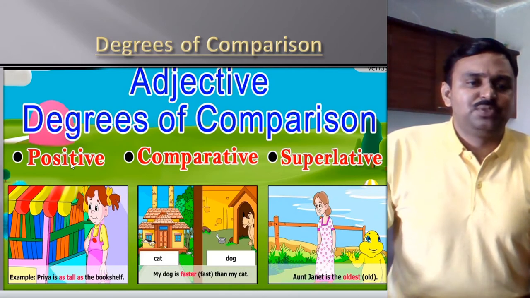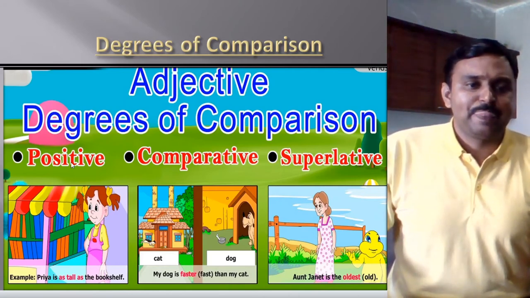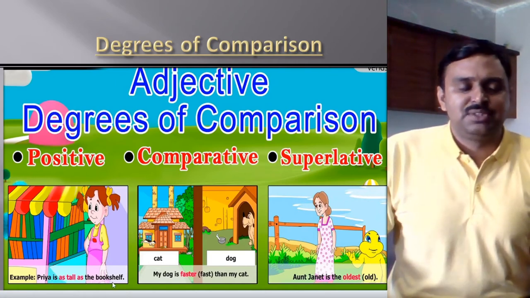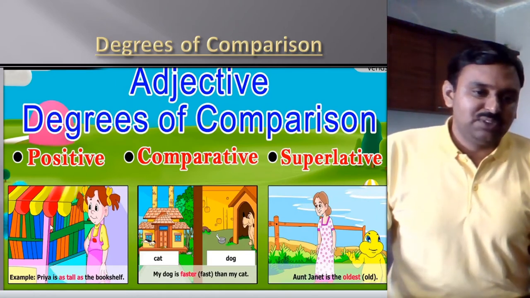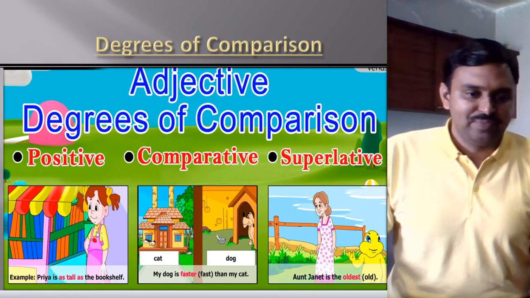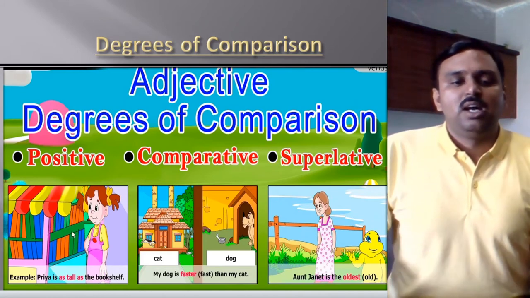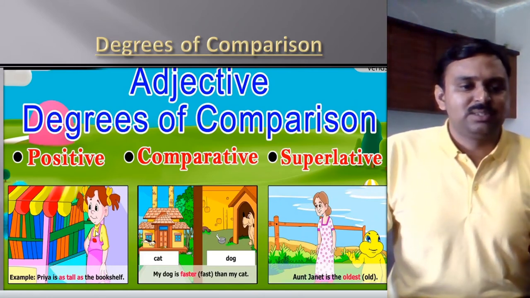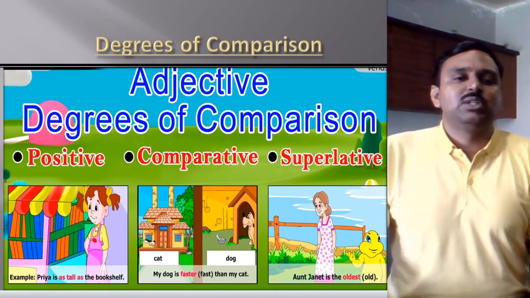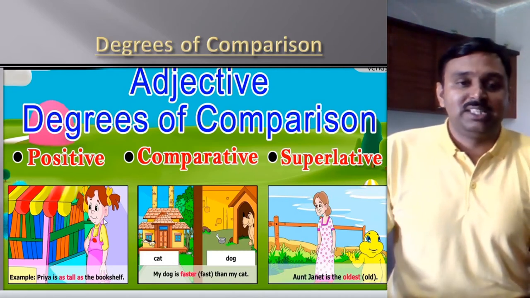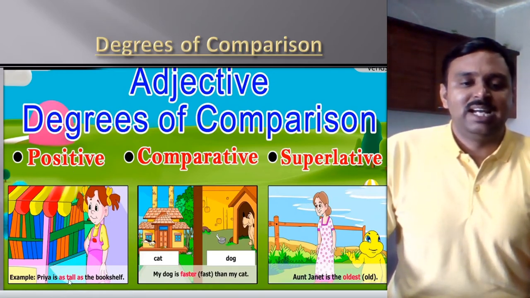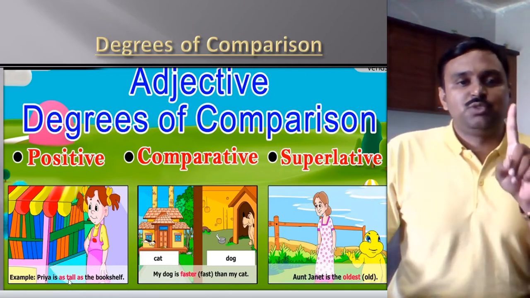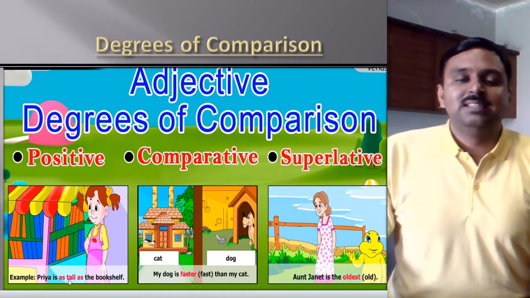Now in the first degree, positive, look at the example. Priya is as tall as the bookshelves. So here Priya is compared with the bookshelves. So the bookshelves is as tall as Priya, that also we can say, or we can say that Priya is as tall as the bookshelves. So these particular patterns can be used to compare two things in the positive degree. Remember, on both sides we use as, and tall is used, the first form of the adjective, in between the as words.